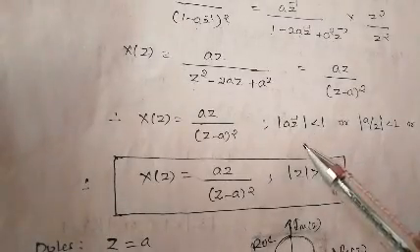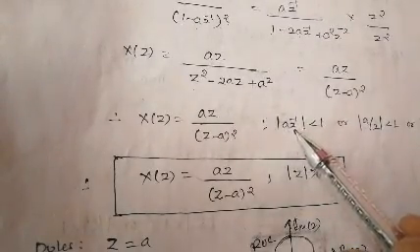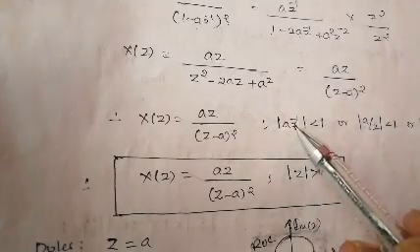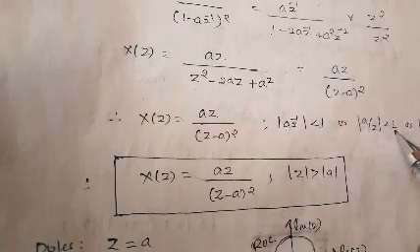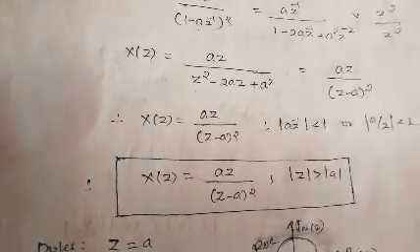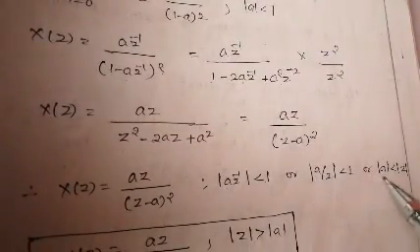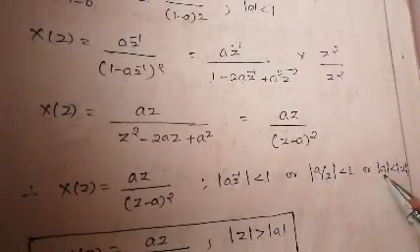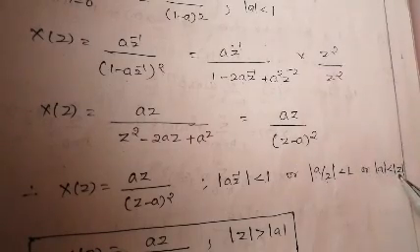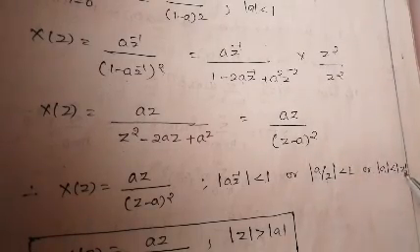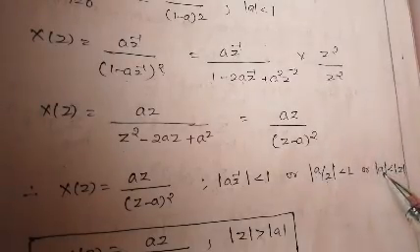Let us calculate the ROC for that. Mod of a is less than 1, where here a equals a into z raised to minus 1, which is less than 1. Z raised to minus 1 we can write as 1 by z, hence a by z is less than 1. Taking z to the other side, mod of a is less than mod of z. Hence mod of z is greater than a. This indicates the ROC lies outside the circle of radius a.